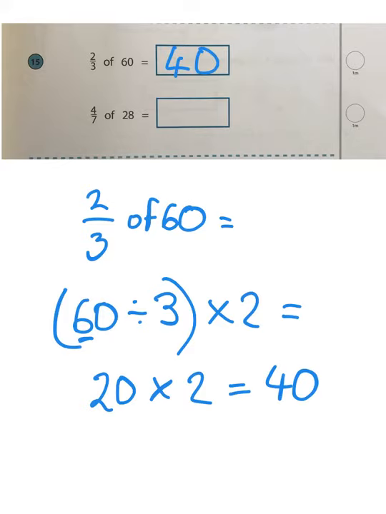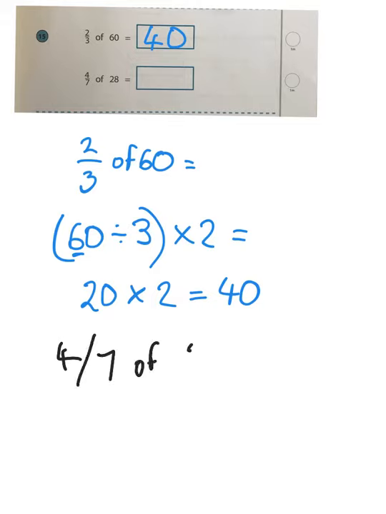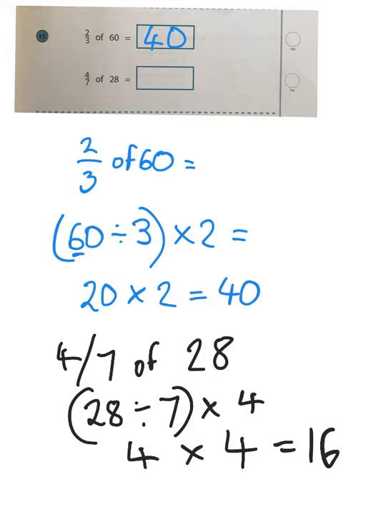That goes in there. A little bit tricky with the numbers in the next one. 4/7 of 28. We write the numbers backwards again. 28 divided by 7, multiplied by 4. What's 28 divided by 7? 4. Multiplied by 4? 16.